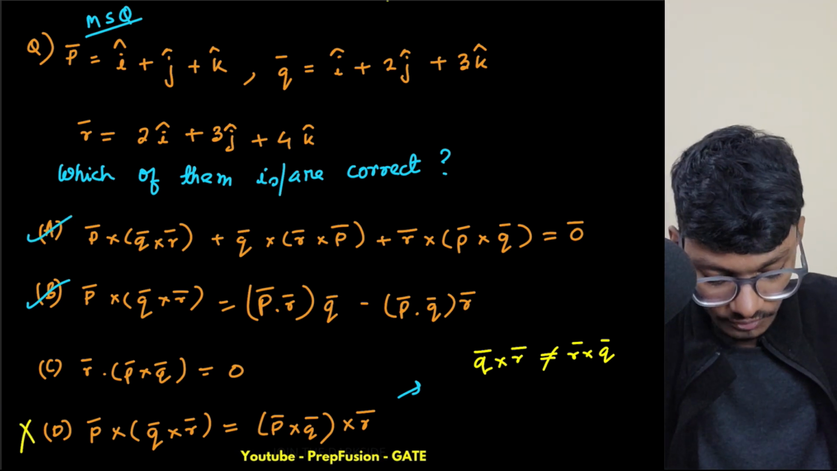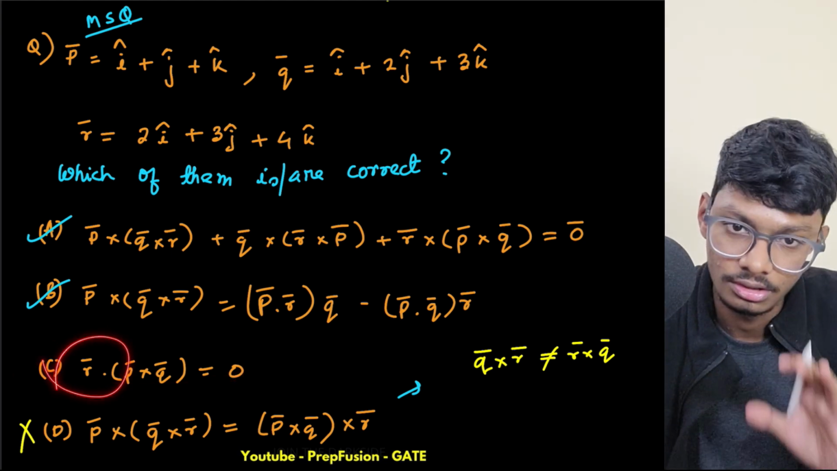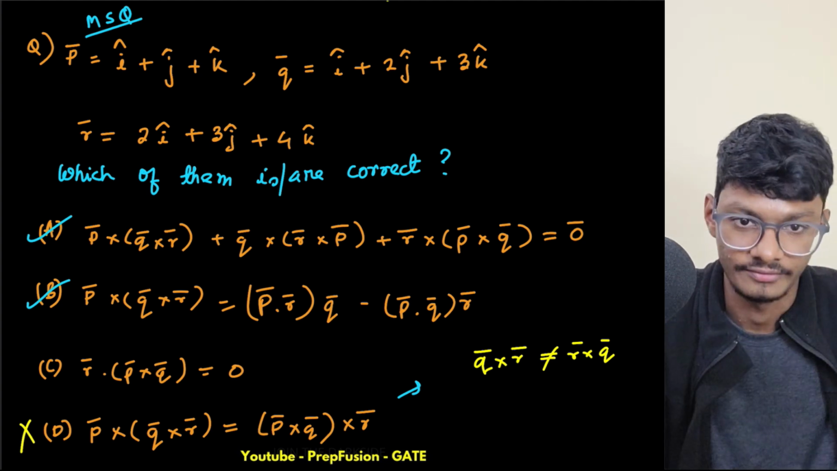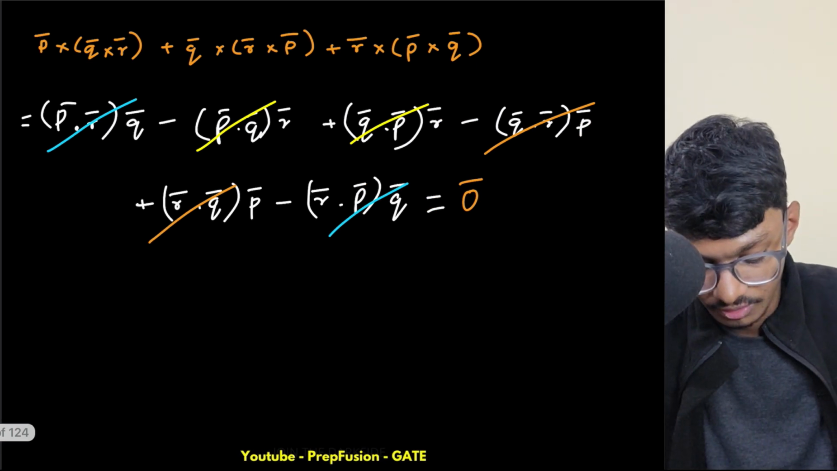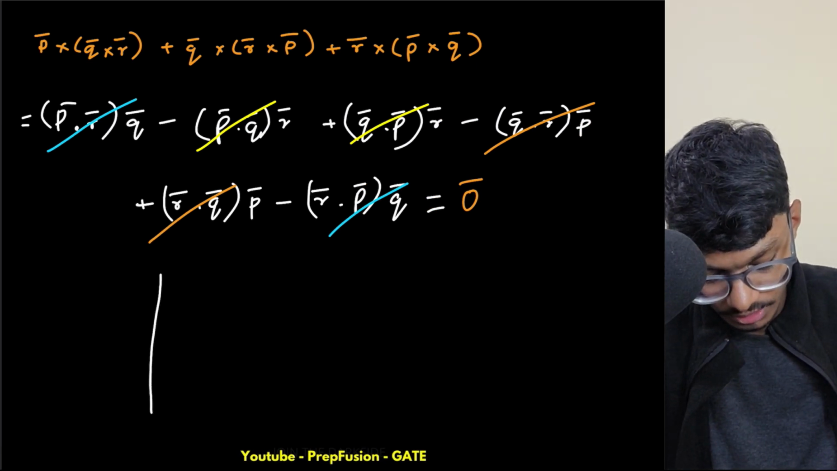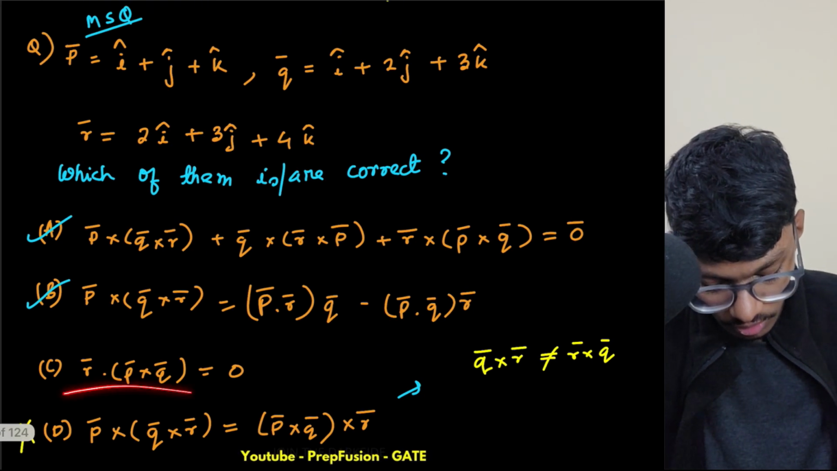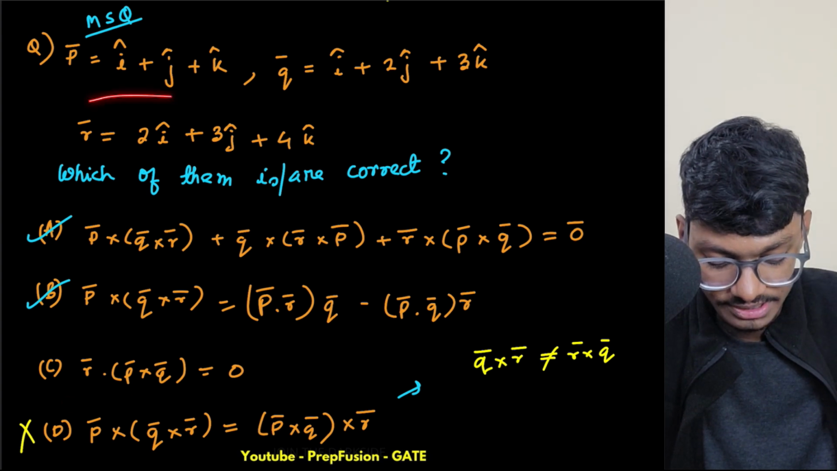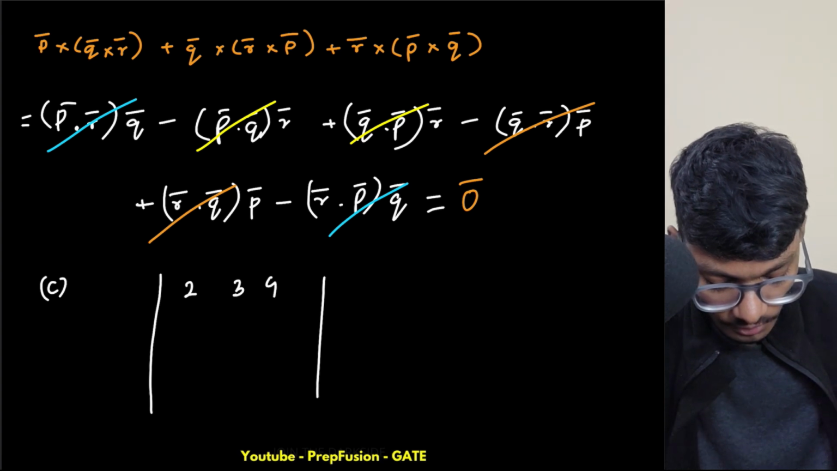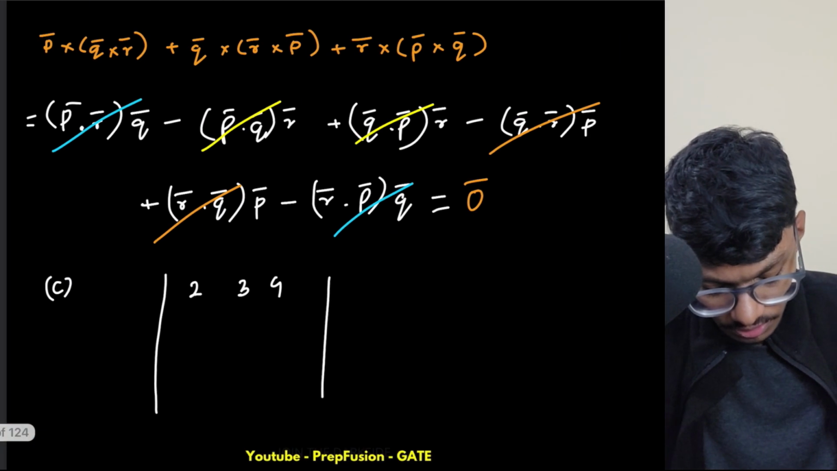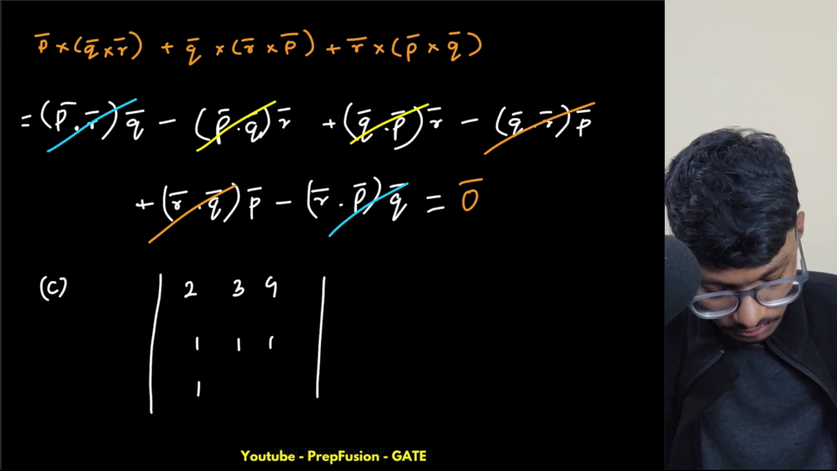And obviously for this option, you can do one thing: first find P cross Q and then do the dot product with this R vector, or what do you know, this is the box method. So obviously this is the determinant of the C option, of all of them, R, P and Q along the i, j, k direction. So what is R? R is 2, 3, 4, P is 1, 1, 1, and Q is 1, 2, 3.